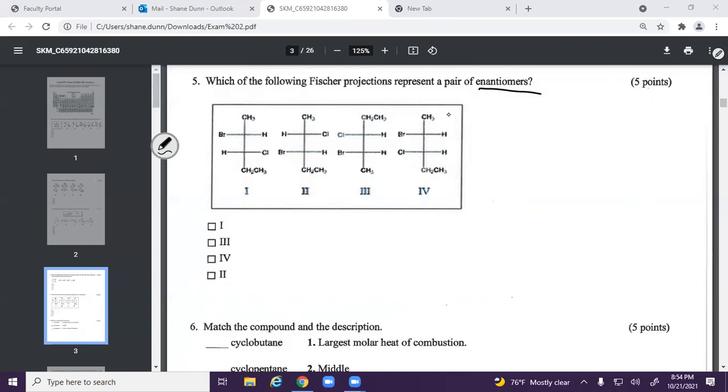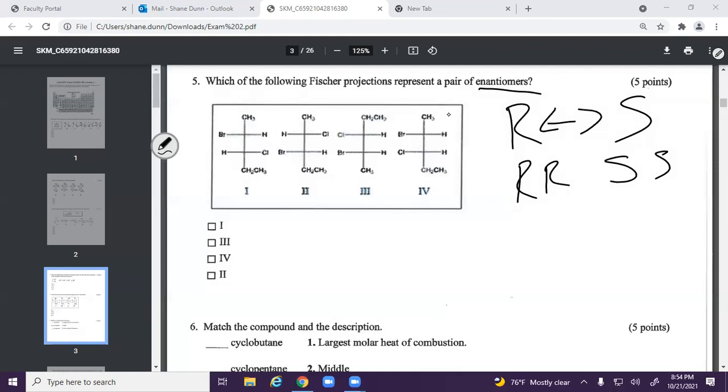Enantiomers are mirror images that are non-superimposable, which basically means they have different RS, right? So if one molecule is R, the other one has to be S. So hypothetically, if one molecule is RR, the enantiomer is SS.